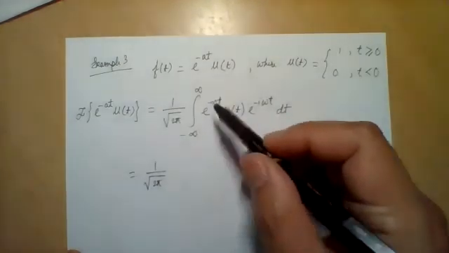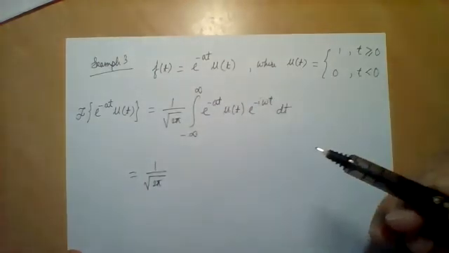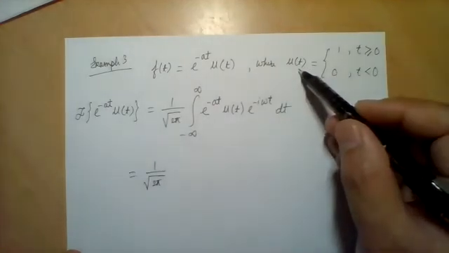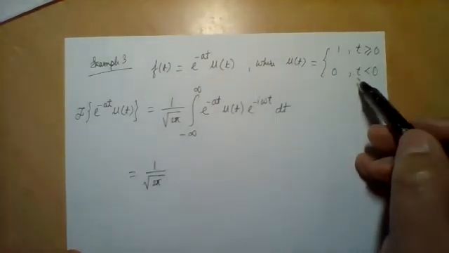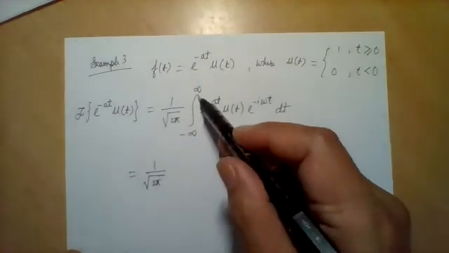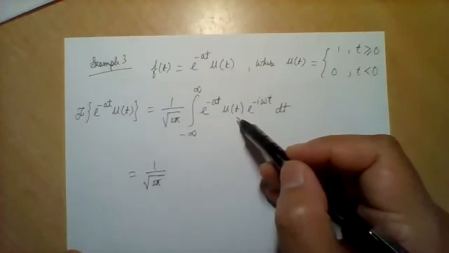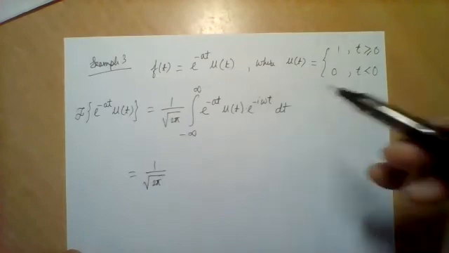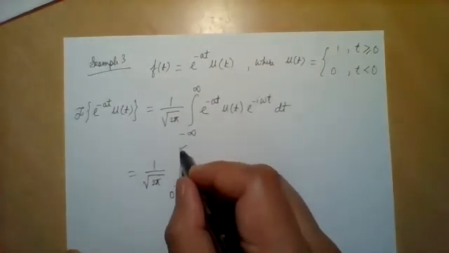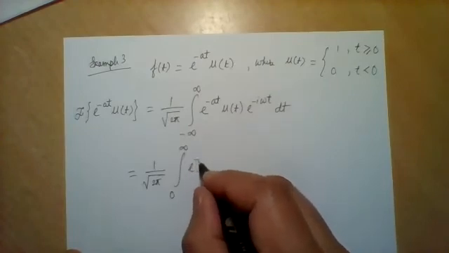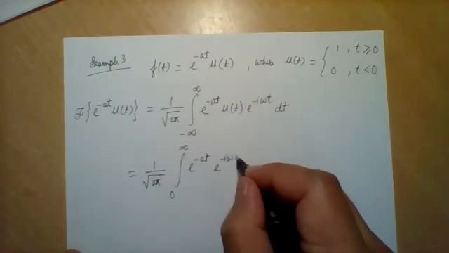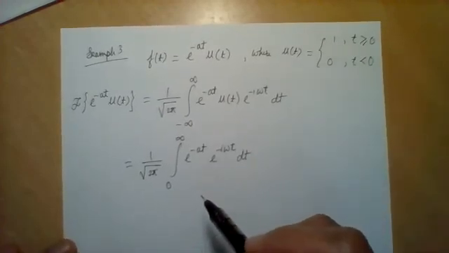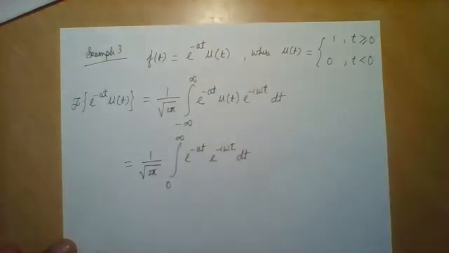First we shall divide this range of integration from minus infinity to 0 and then from 0 to infinity. When t lies between minus infinity and 0, u of t is 0. And in the range 0 to plus infinity, u of t is 1. So let me skip that step and write it straight away from 0 to infinity: e to the power minus at, e to the power minus i omega t dt. Because in the interval from minus infinity to 0 this function is 0, it will not contribute to the integral.